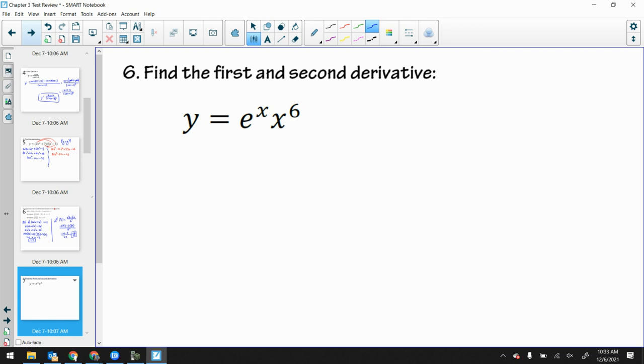All right. Find the first and second derivative. All right, e to the x, x to the 6th. Okay, so product rule, right? Product rule. So that means f prime. Okay, e to the x, the derivative of e to the x is e to the x, times g.